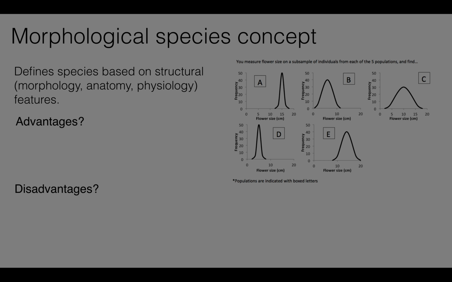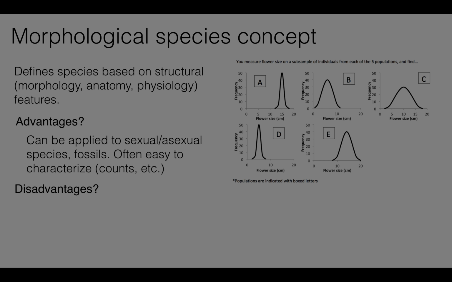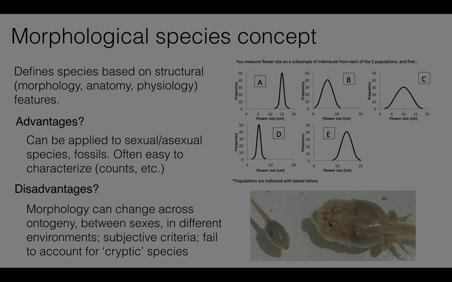This defines species based on structural features, things like morphology, anatomy, physiology. There are some advantages and disadvantages, and hopefully you came up with some of these as you were working through this. Some advantages are that it can be applied to sexual and asexual species and fossils, and oftentimes it's easy to characterize. With the morphological species concept, you can go back in time and look at things that have been dead for millions of years and look at their physical characteristics, and that might be really helpful in certain situations.